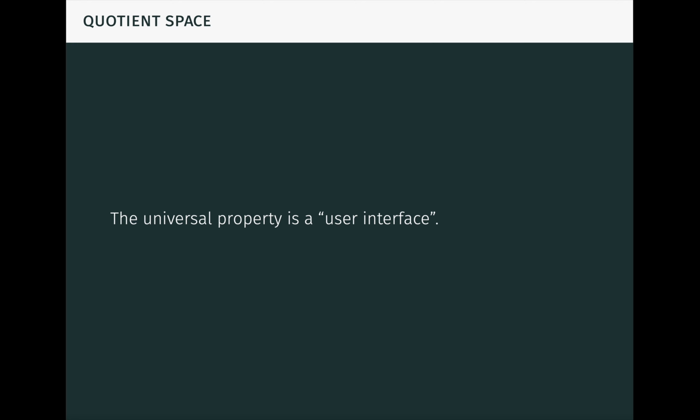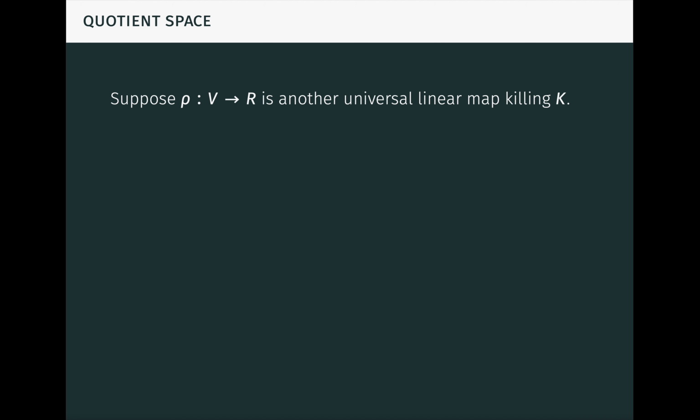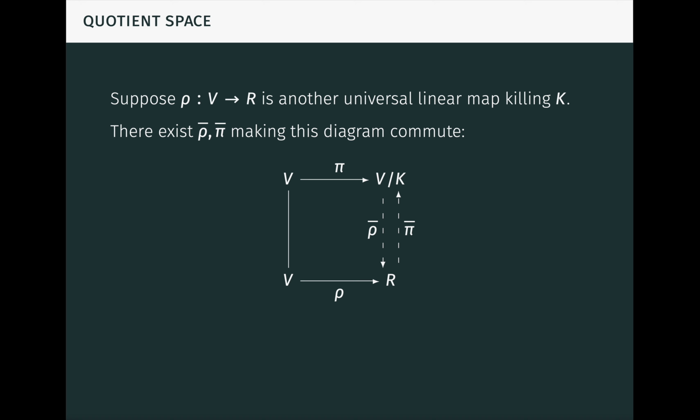To illustrate this, and to get some practice using the universal property, let's suppose that rho, from V to some other vector space R over F, is another universal linear map killing K. Then, by the universal properties of pi and rho, there exist linear maps rho bar and pi bar, making this diagram commute. Here we have pi on top and rho on bottom, although they like to think of themselves as versatile. The vertical line on the left is just the identity map. Rho bar on the right going down exists from the universal property of pi, allowing us to obtain rho from pi. Pi bar going up exists from the universal property of rho, allowing us to obtain pi from rho.